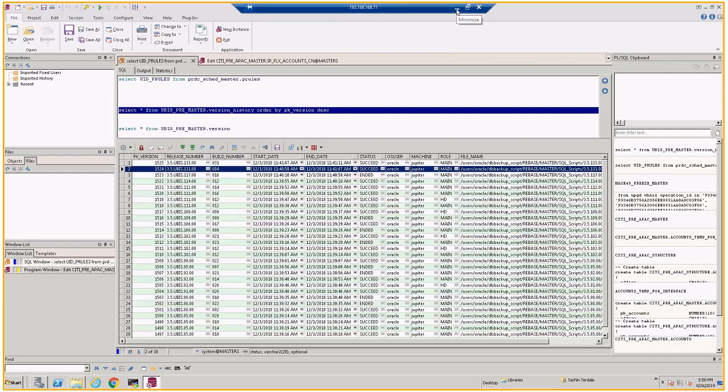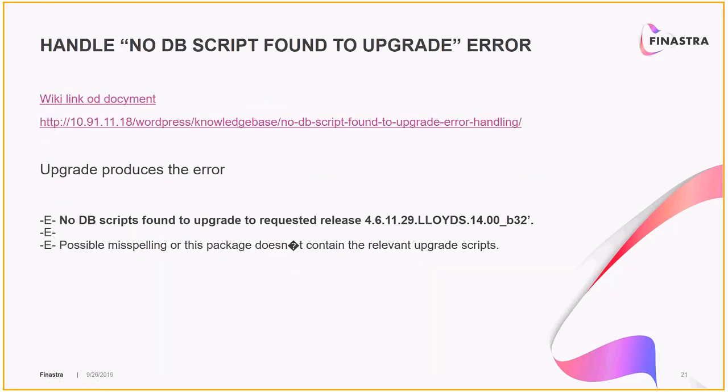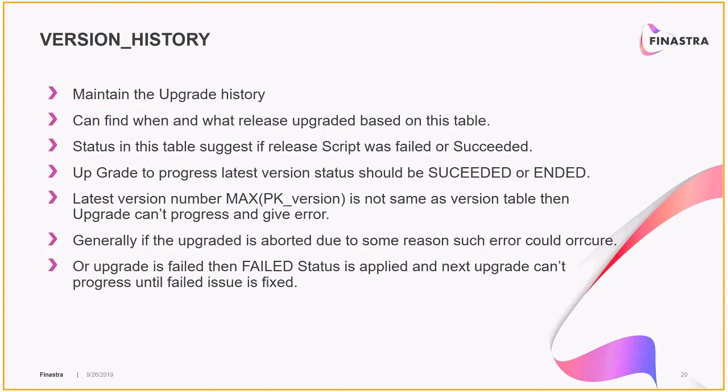Okay, so if the upgrade is in failed status, the next upgrade cannot progress. So this is what we just saw. Okay, any questions up to now?